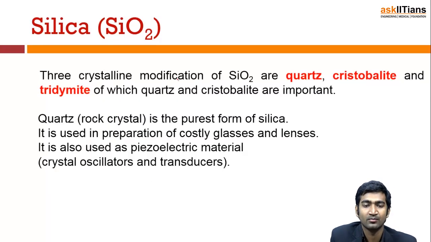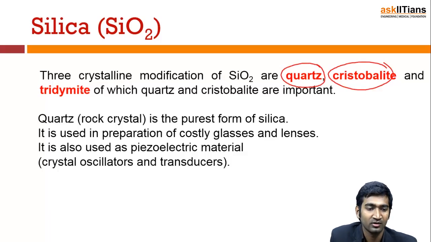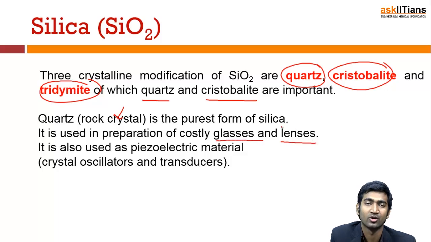Now, the 3 crystalline modifications of SiO2 are quartz, cristobalite and tridymite, of which quartz and cristobalite are very important. Quartz is what? Your rock crystal. It is the purest form of silica. Quartz is used in the preparation of costly glasses and lenses, as I told you earlier. It is also used as a piezoelectric material, meaning applying pressure gives you electricity. So it is a transducer kind of thing.